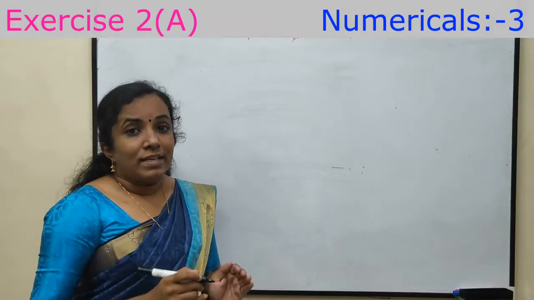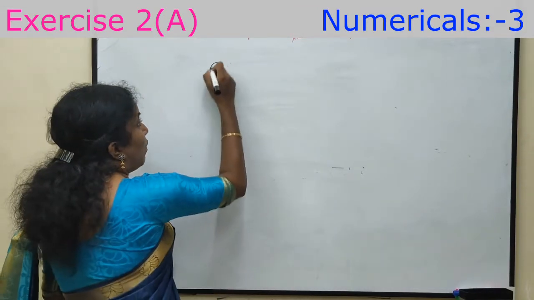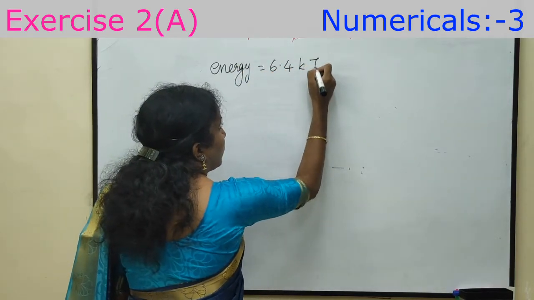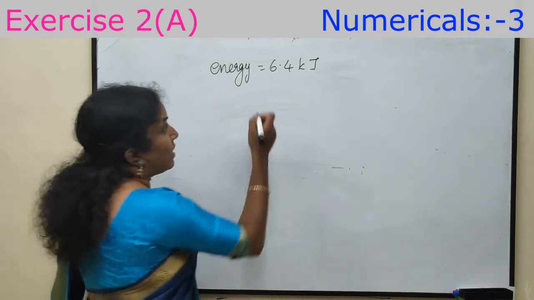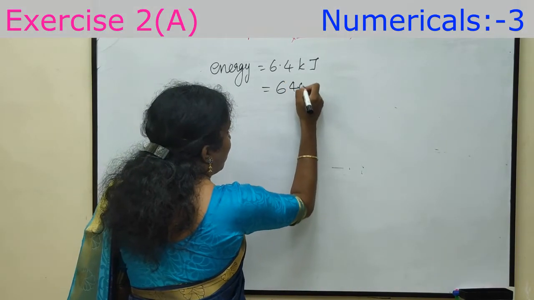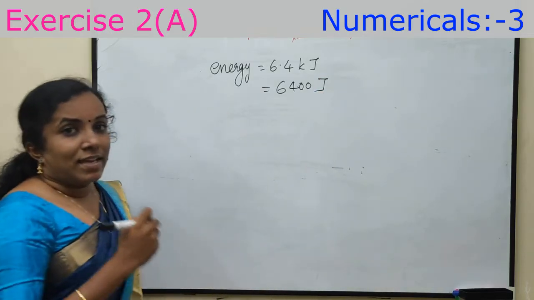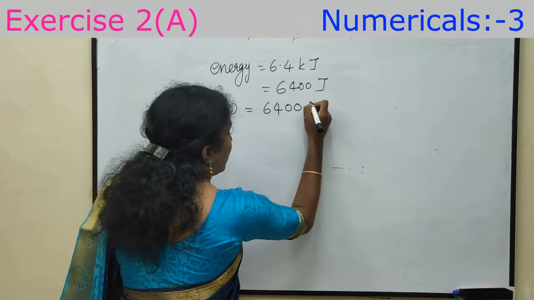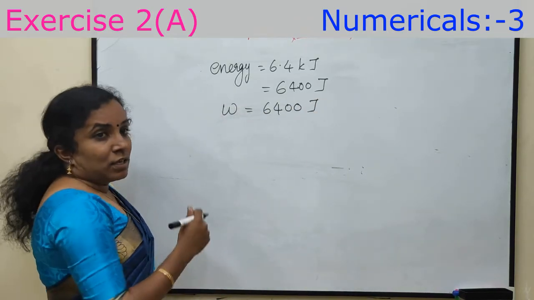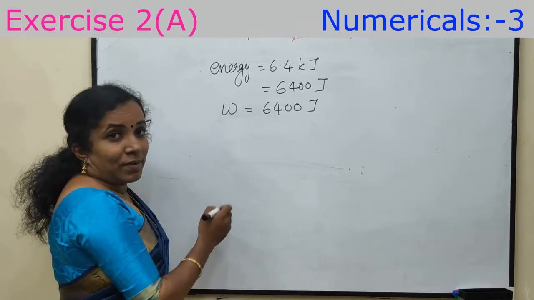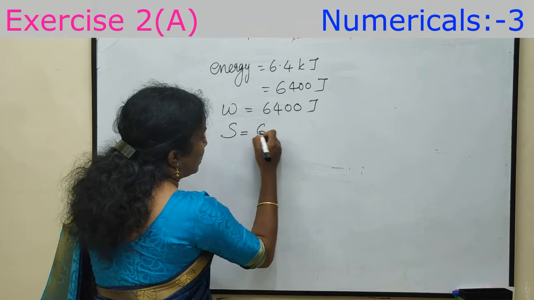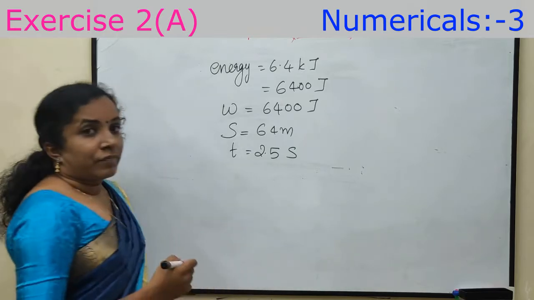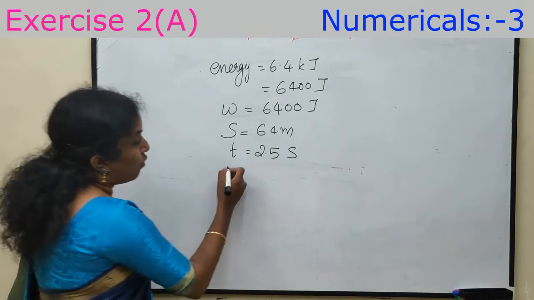Here, the man spends an energy of 6.4 kilojoule. Kilo is 10 raised to 3, so it is 6400 joule. Since energy is equal to work, we can write work is equal to 6400 joule. And by using this energy, he displaces a body through 64 meter in a time of 2.5 seconds. We have to find out the force.